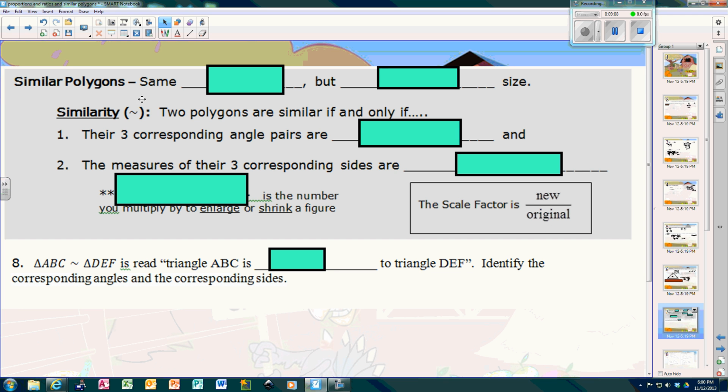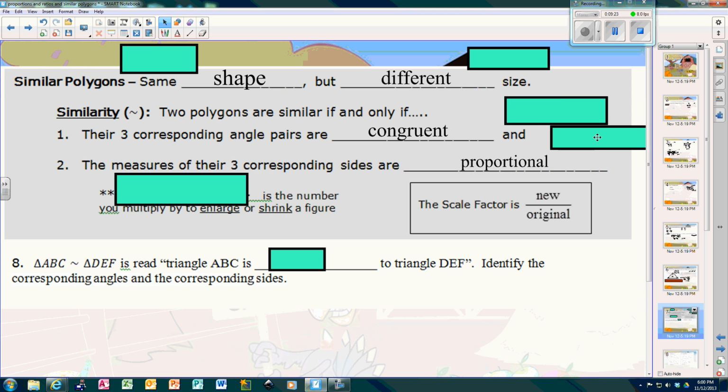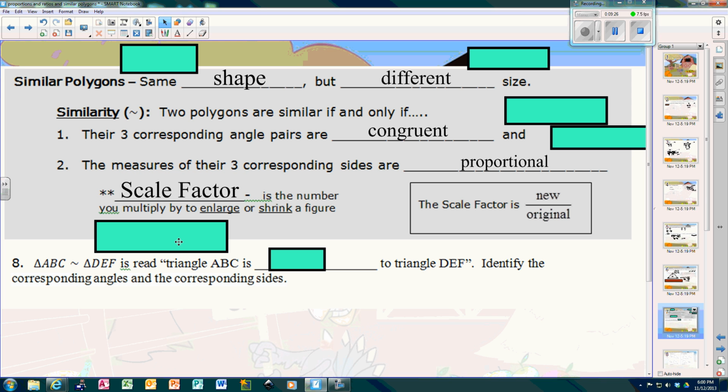All right, now similar polygons. Similar polygons are the same shape, but a different size. Okay, so if I'm going to compare two, their corresponding angles have to be congruent, and their corresponding sides have to be proportional. And their scale factor is what I'm going to multiply by to get bigger or smaller. And the way you always want to make sure that you set up is new over old or new over original. And then that way the scale factor will always be right, okay?